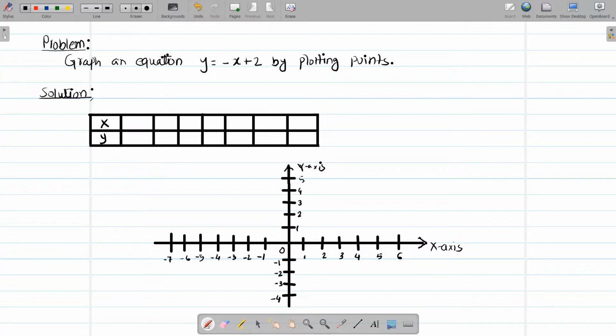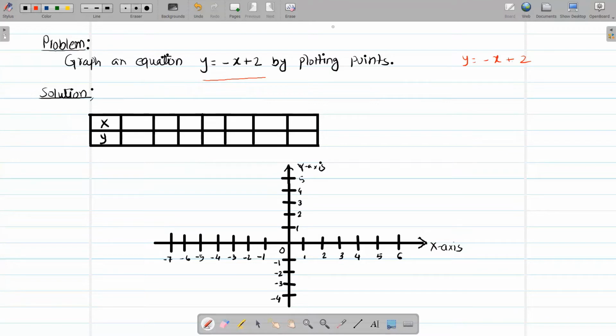Okay, now we have an equation over here. We need to graph the equation y equals negative x plus 2 by plotting points. So we don't have any points. I have already made a table to get some points. Now, how can we get points, so that we can graph it? Let's get started. Our original equation is y equals negative x plus 2.